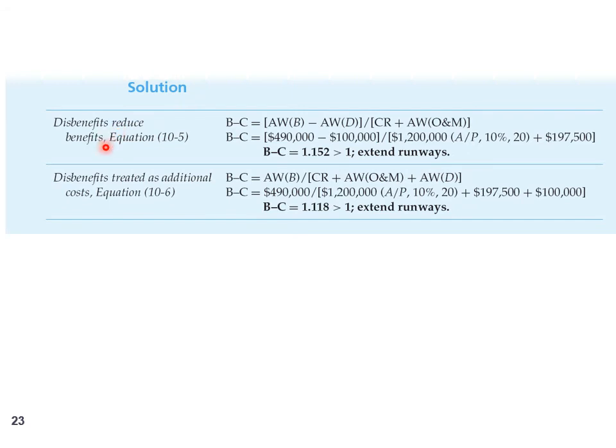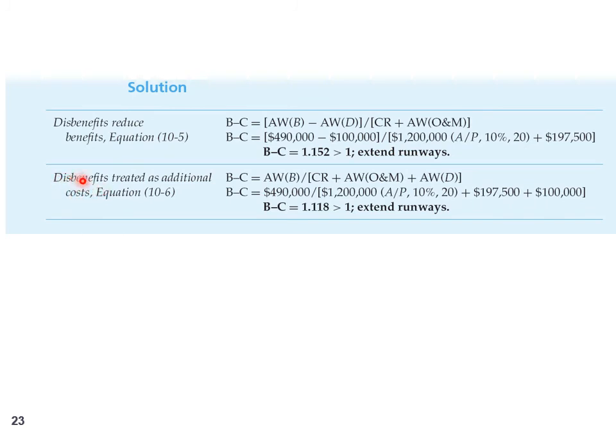So what do we do? We can assume these benefits and subtract it from the benefits in the numerator. So simply we subtract this 100,000 from these benefits, and we use the conventional BC method, and you see that the result is greater than 1. The decision is still to extend the runways.